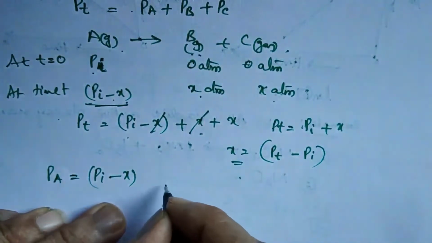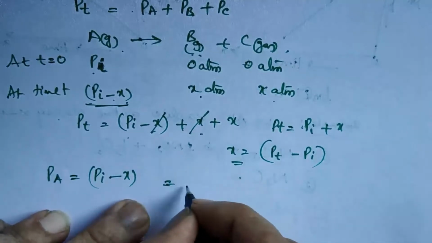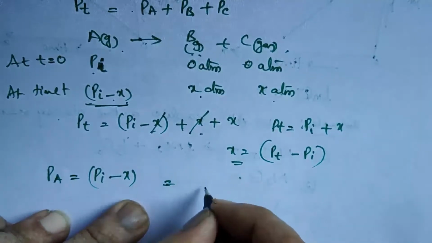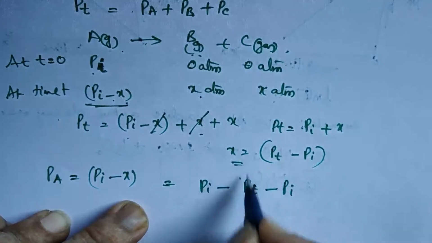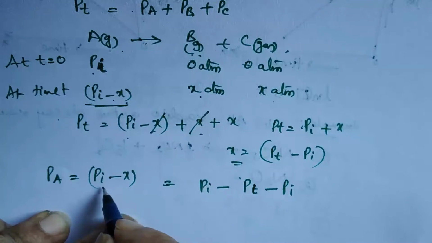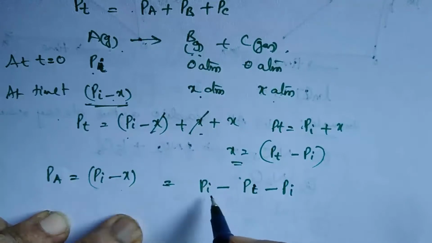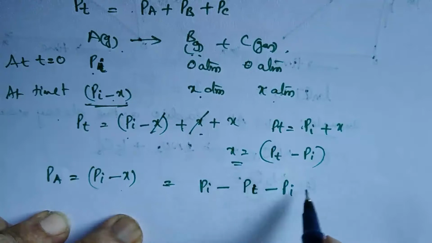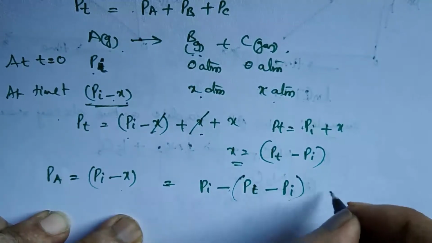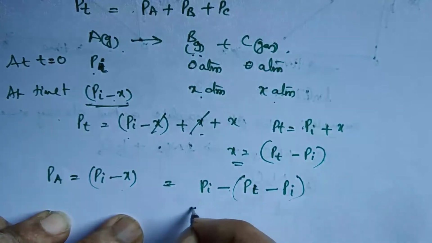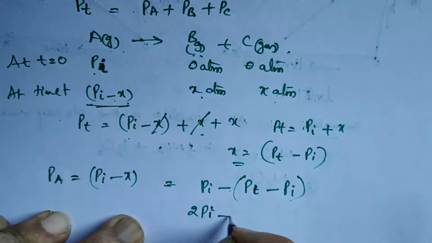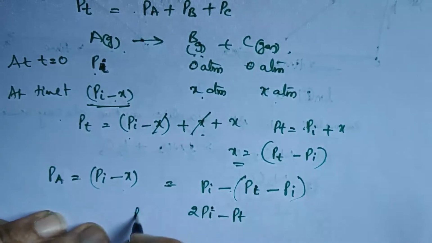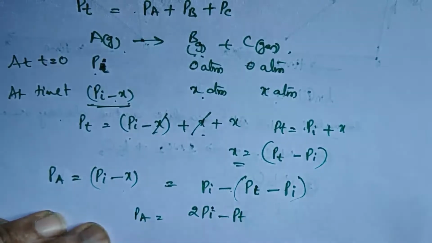We will substitute the X value in this equation. PI minus X is equal to PI minus, what is X? PT minus PI. So it will give 2PI minus PT. The PA is equal to 2PI minus PT.